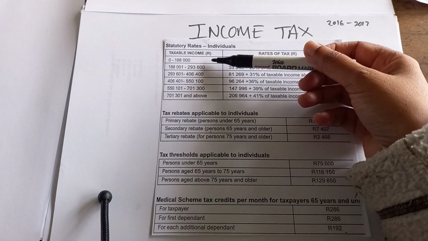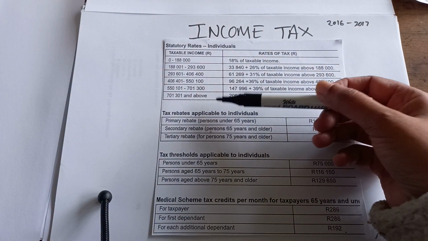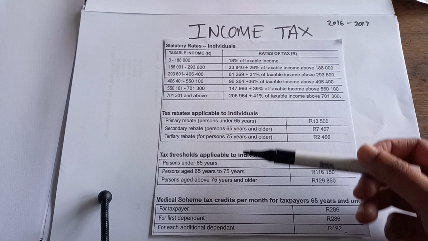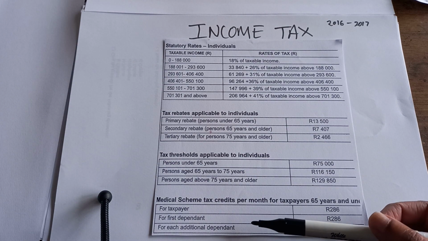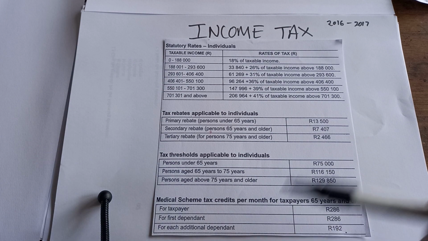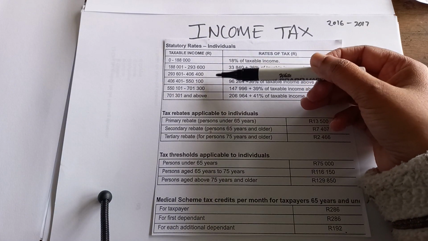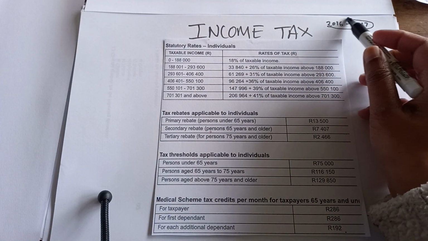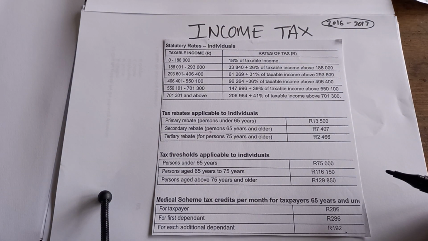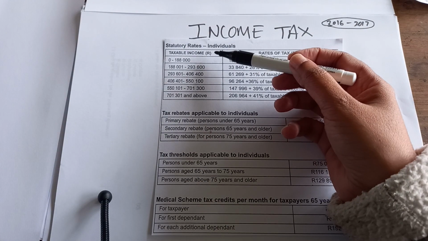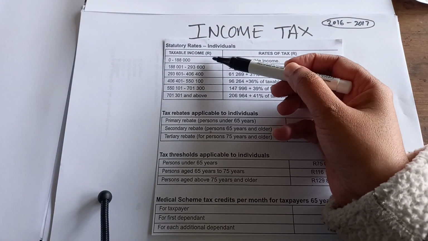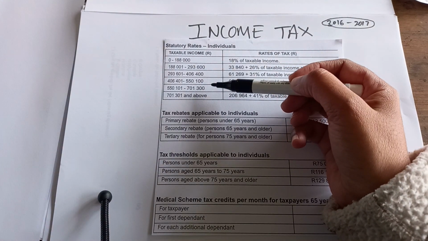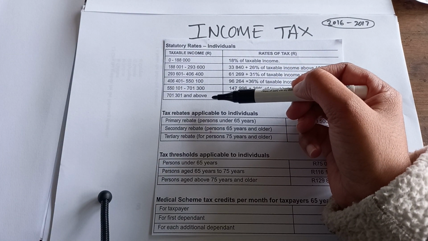So firstly, I have different tax brackets. I have tax rebate, tax threshold, and medical scheme tax credit. Let's start off with the tax brackets. So this particular tax table is from the year 2016-2017. And this tax table is divided into 1, 2, 3, 4, 5, 6 tax brackets.